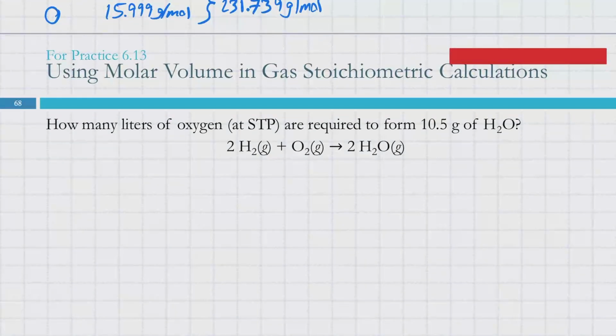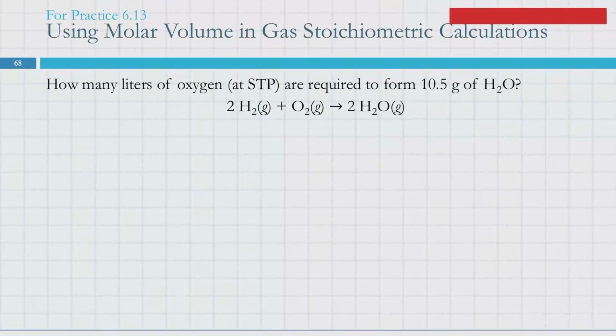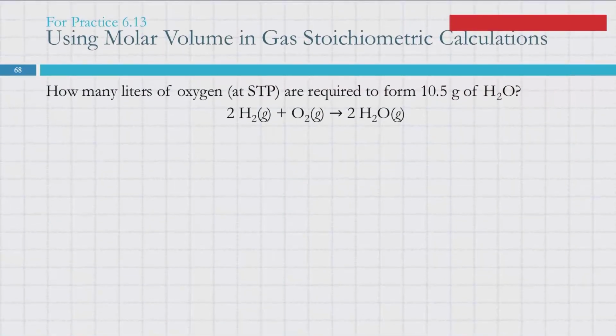All right, another one. This one's potentially shorter. How many liters of oxygen are required to form 10.5 grams of H2O? What are we looking for in this problem? What are we trying to provide? Liters of oxygen, and we were given 10.5 grams of H2O. We were also given a balanced chemical equation. And what's the last piece of important information that we were given? Yeah, we are at STP.